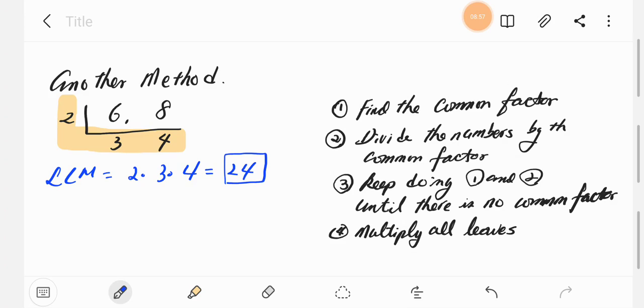Can you see it? So LCM, L looks like this one. This is L, right? So multiply everything on this L shape. Everything in this L shape. Okay, so so far we learned 3 methods for finding the LCM.